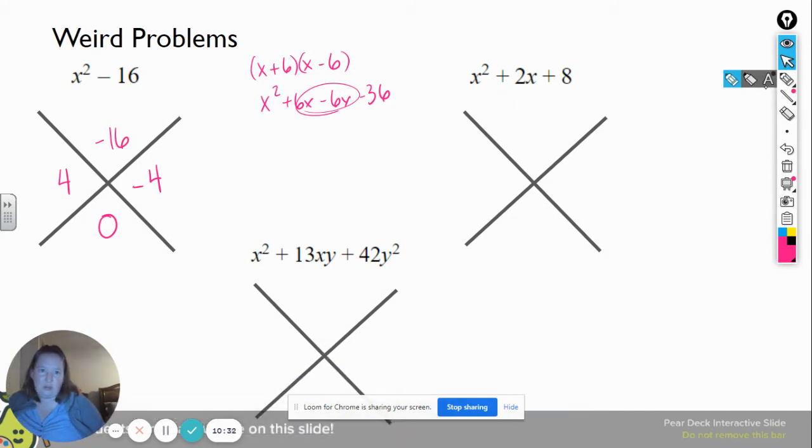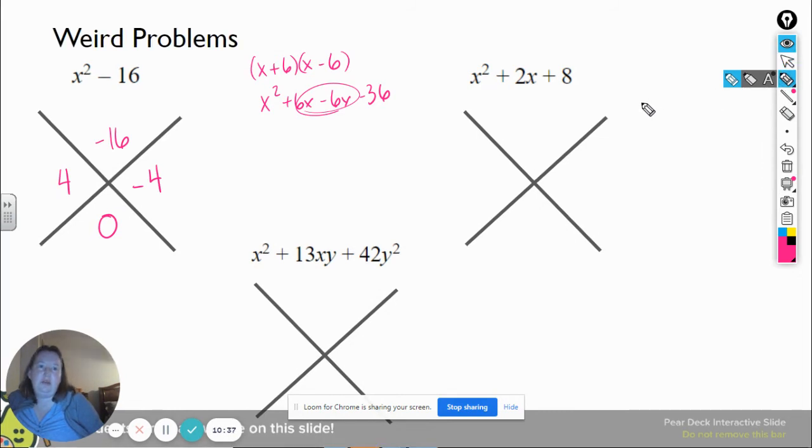Okay, two last weird type of problems. So if you're doing this problem here and you're looking for, okay, I need 8 is going to be my product and 2 is my sum. So I've got 1 and 8. Well, that adds up to 9.